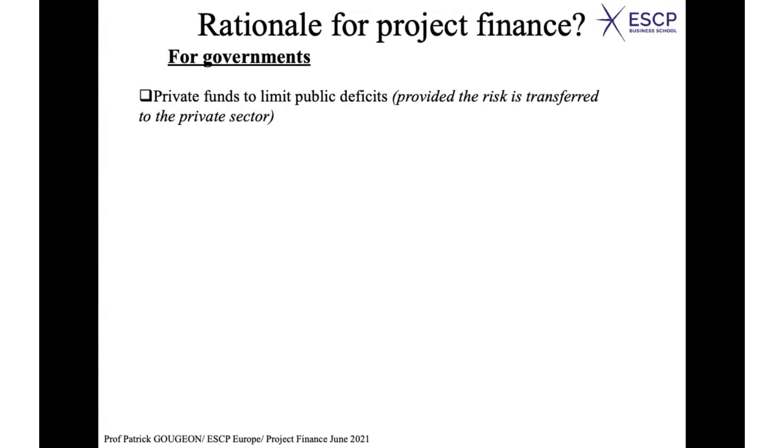Of course, we could have a discussion about the concept of public deficit, because normally you have to make sure also that part of the risk is also taken by the private investors. Okay. Otherwise, if the public entity is taking all the risk, then it means that it is similar to having a debt. You know, it would be a kind of contingent liability. So that's the first point. A way to use private funds, which is indeed a major reason for using project finance.